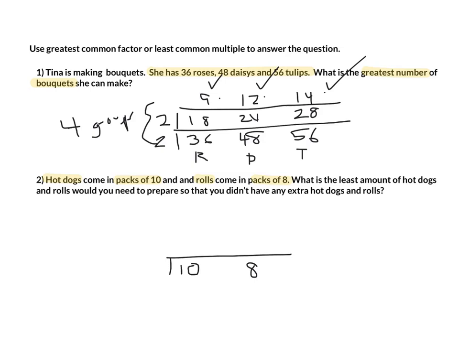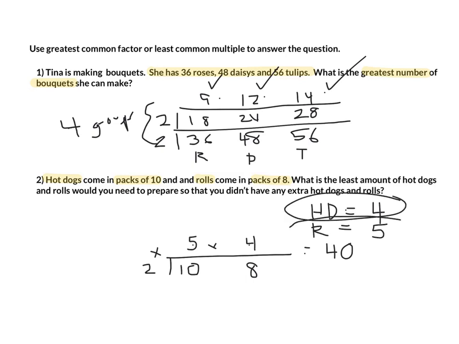So groups 2, 5, 4. I don't think they have anything else in common, so if I check this out, 2 times 5 is 10 times 4 is 40. So I need 40 of each. If hot dogs come in packs of 10, I'd need 4 packs of those to get 40. And the rolls come in packs of 8. Looks like I need 5 of those to get 40. So I'd have to get 4 packs of hot dogs to make 40, 5 packs of rolls to make 40.